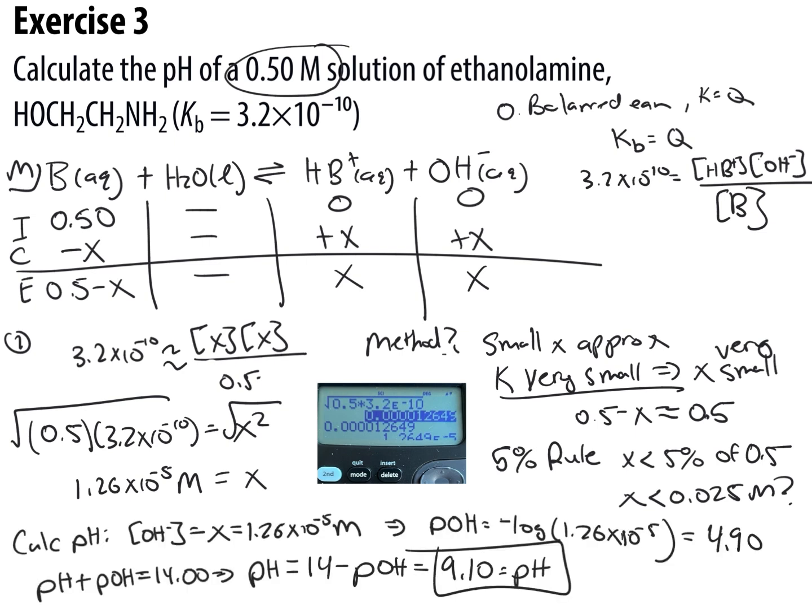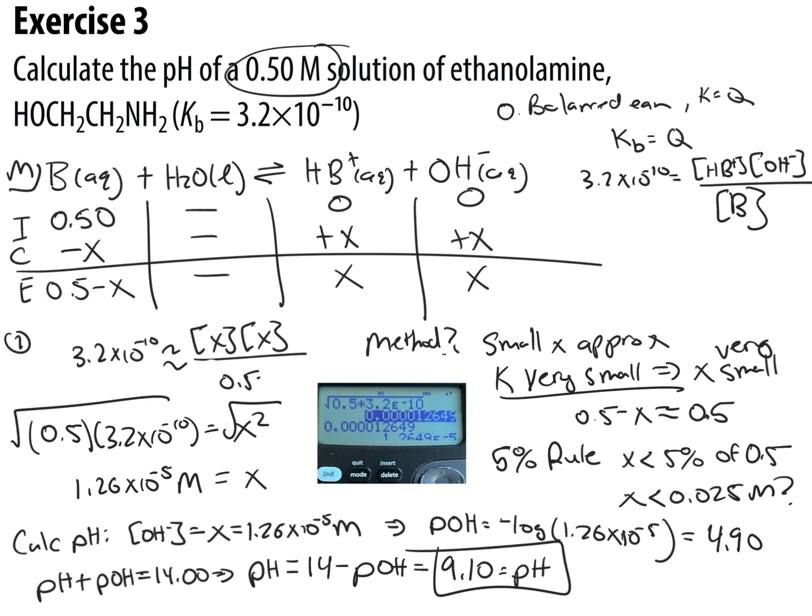pH. In this case, because from the ice table we get OH minus, there's that extra step. First, use OH minus from the ice table, 1.26 times 10 to the minus 5. Then we can calculate pOH to get pOH is 4.9. pH plus pOH is 14. So if I take 14 minus pOH, subtracting from both sides here, I'll get to pH, and that gives me a pH of 9.1.